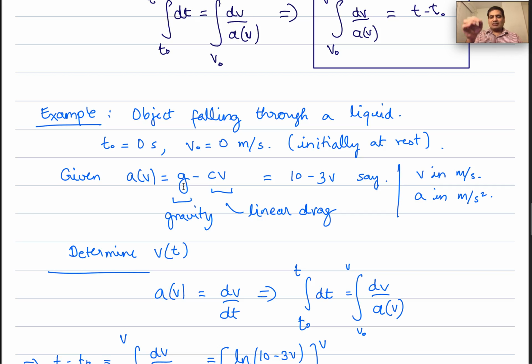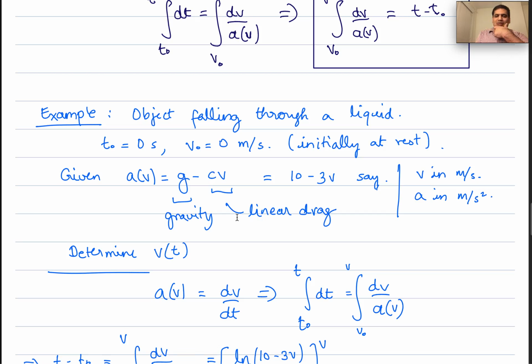So this is gravity. All this is saying is that gravity is pulling the particle down, and if the downward velocity is v, there's a drag force that pulls it up. The drag force is proportional to velocity v, and c would be something like a drag coefficient, divided by the mass or something. In any case, let's say we are given that a of v equals 10 minus 3v in some units.